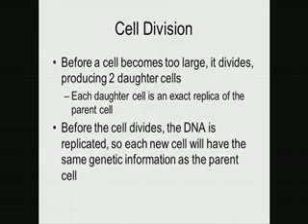So the reason for cell division is that the cells are becoming too large, and it divides, producing two daughter cells. Each daughter cell is an exact replica of the parent cell. Before that happens, we have to replicate the DNA, so each new cell will have the same exact genetic information as the parent cell. You don't need to write this. I can give you this PPT.